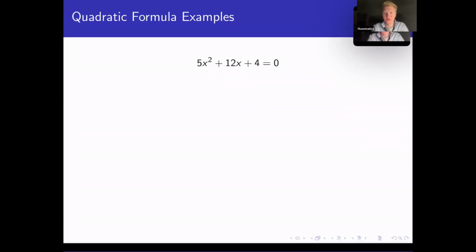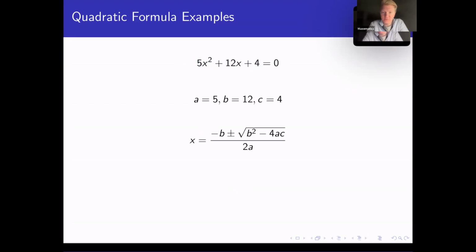Okay, and let's do another one. 5x squared plus 12x plus 4. If this is ax squared plus bx plus c, a would be 5, b would be 12, and c would be 4. Alrighty, again, just plugging everything in.